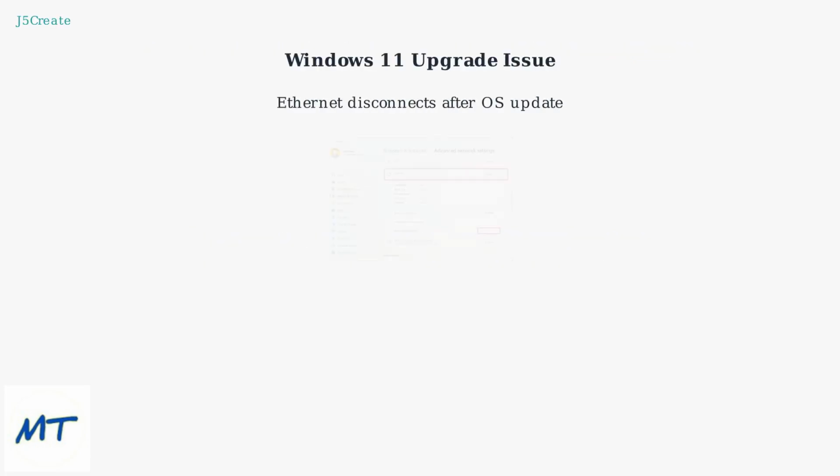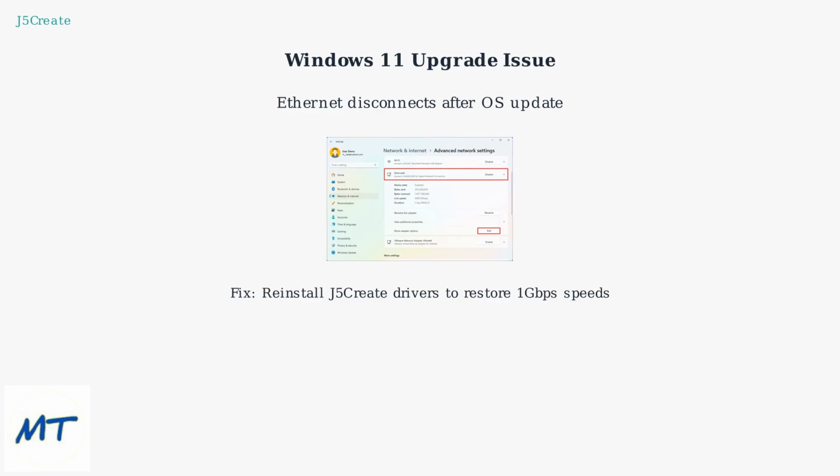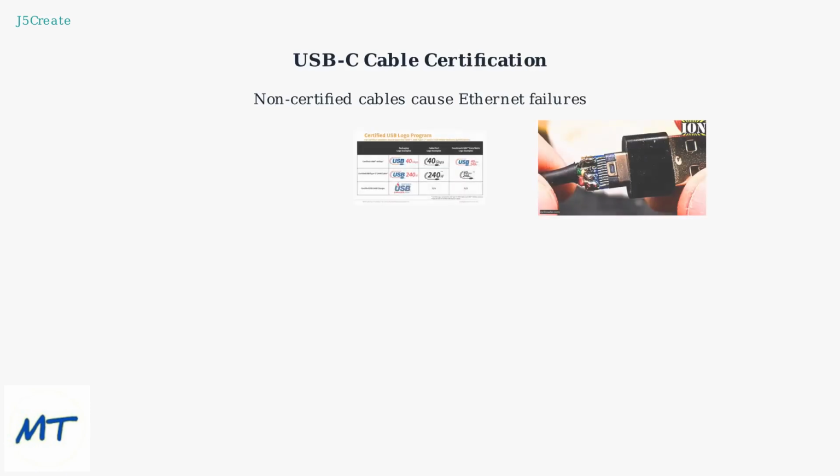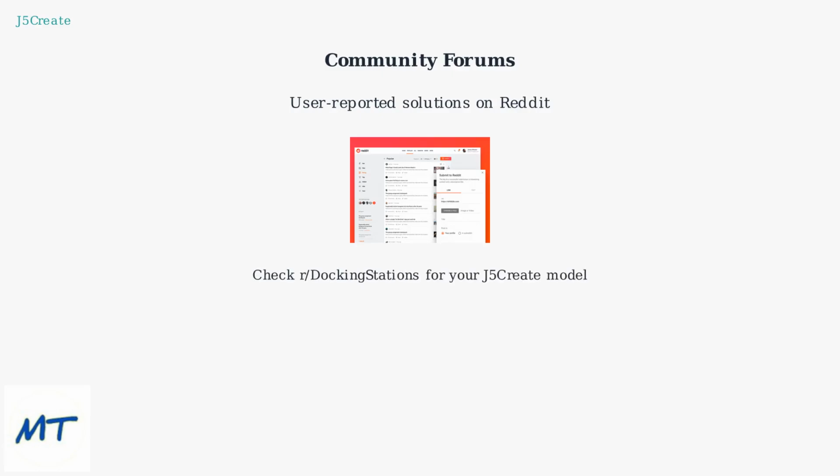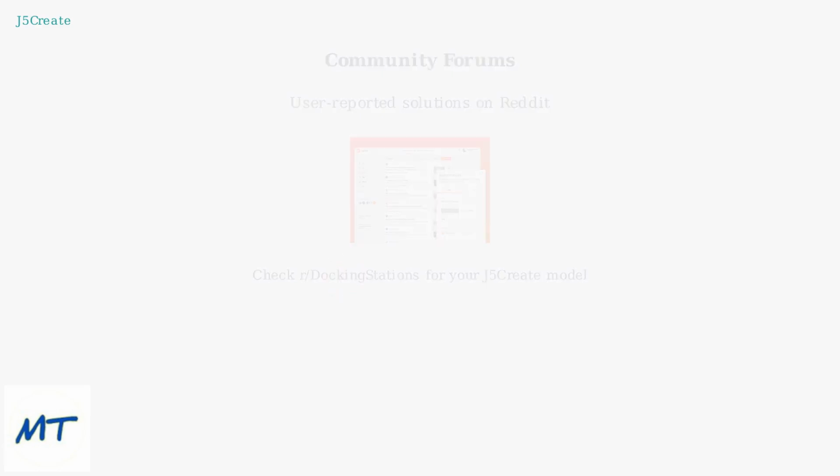Many users face Ethernet problems after upgrading their operating system. For instance, upgrading to Windows 11 can cause connection drops due to driver conflicts. Another common issue involves USB-C cables. Non-compliant cables frequently lead to complete connection failures. Always consult community forums for model-specific solutions. Reddit's r/dockingstations offers real user experiences and fixes.